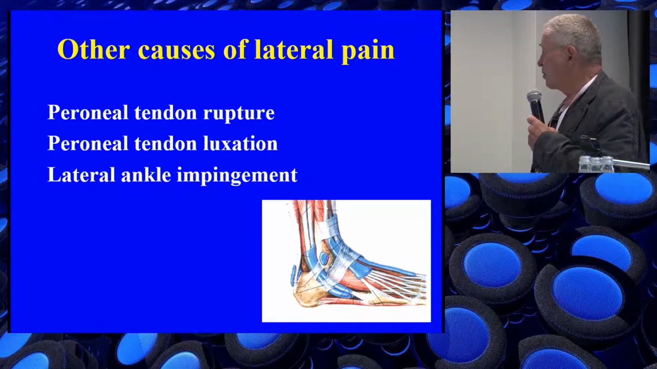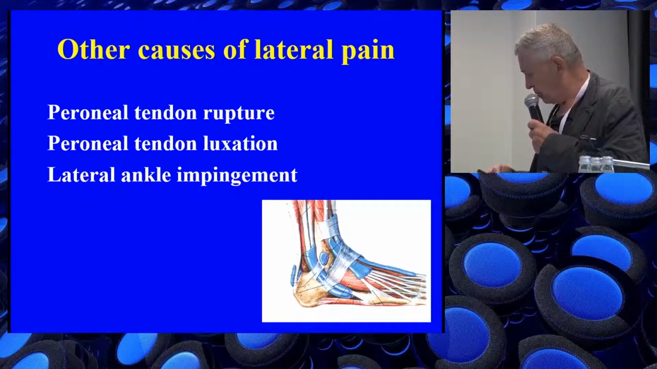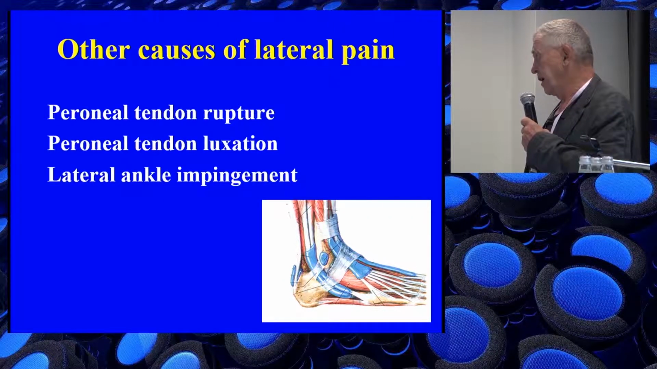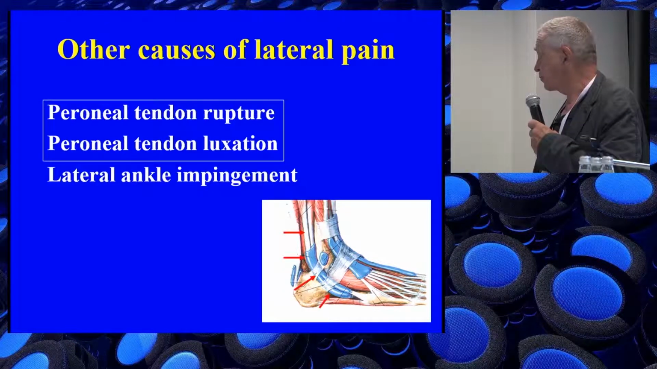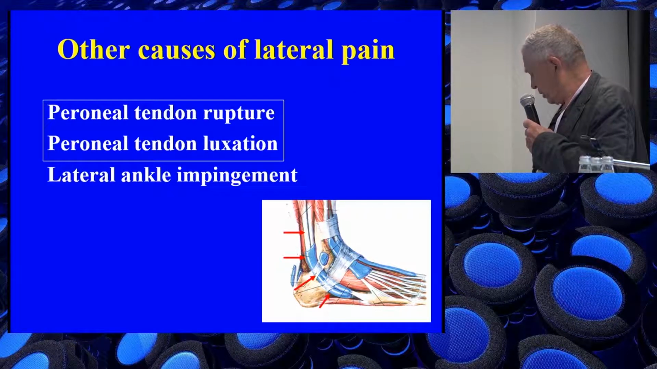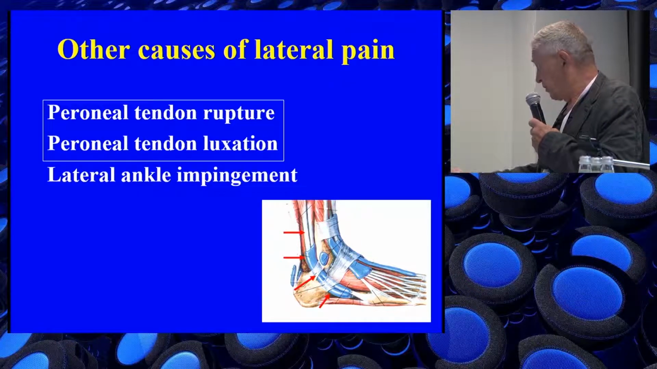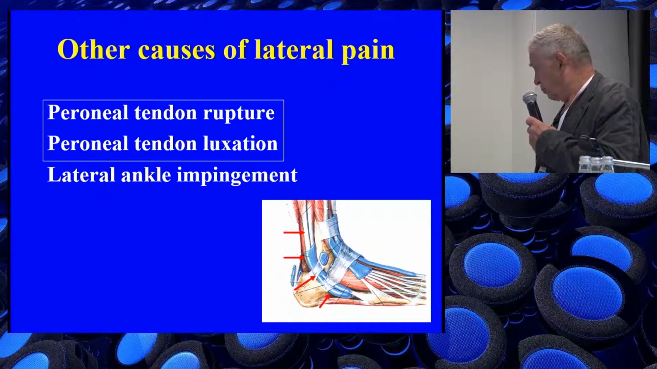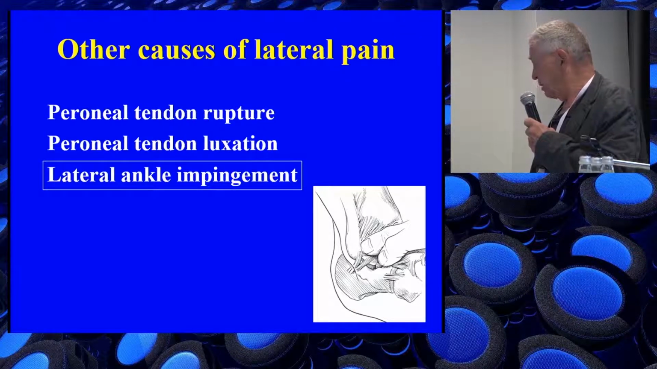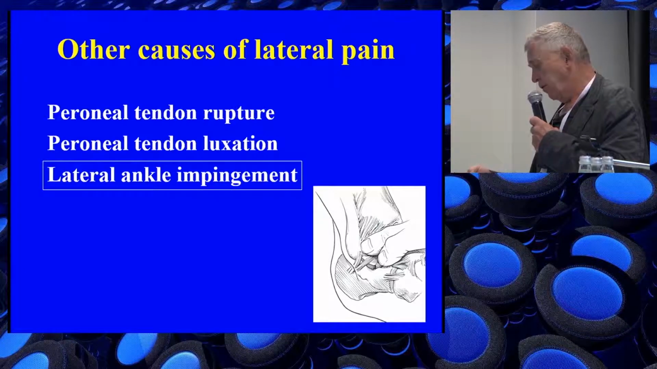And there are other causes of lateral pain from soft tissue involvement, and one of course is the peroneal tendon rupture. There's a peroneal tendon luxation, and there's impingement of the lateral ankle joint. This is the long peroneal tendon, but the rupture is usually the short peroneus, which is in front of the long one. And what you have here is the lateral ankle impingement. The pain is in front of the fibula.